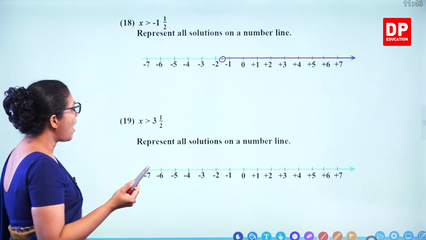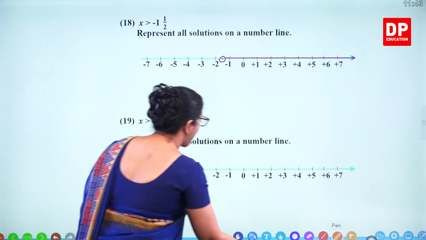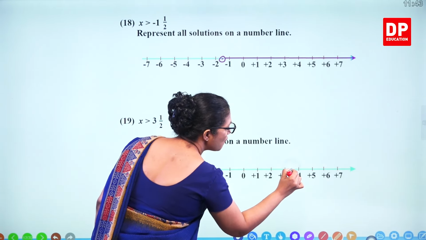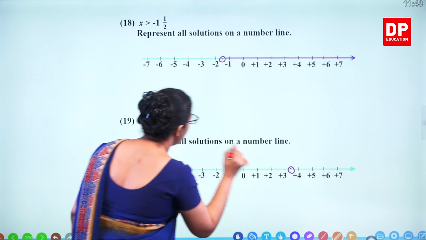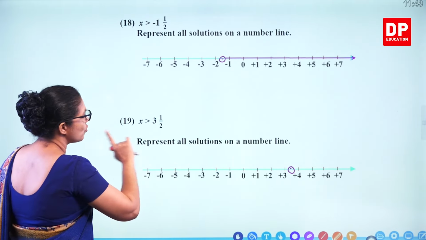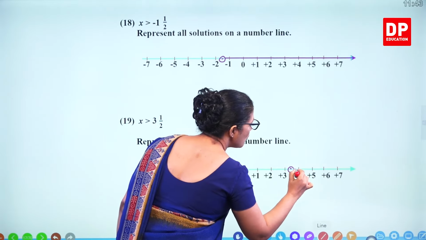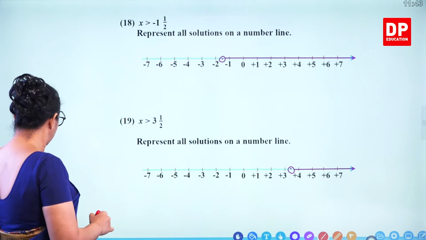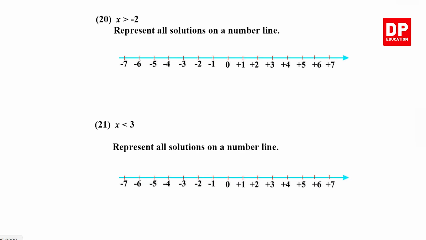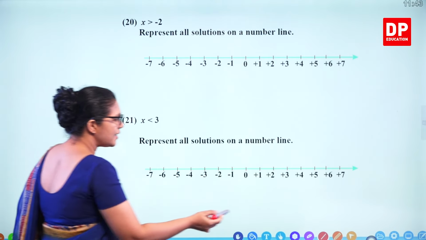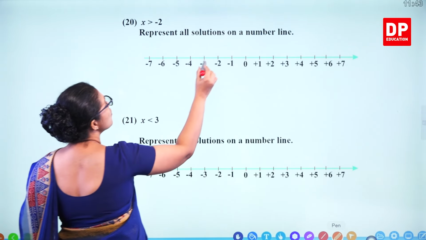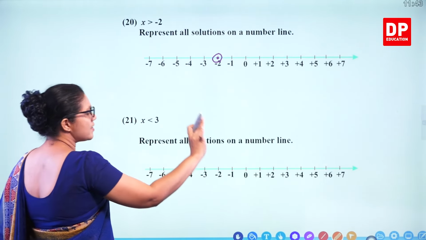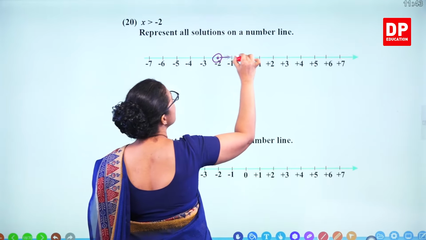x greater than 3.5. So what do you do? 3.5 is positive. So in between 3 and 4. So this is an open circle again because not equal. So this is towards the right hand side. So you draw the arrow to this side. x greater than minus 2. Represent all solutions. Minus 2 is not included. So open circle. Open circle and greater. Greater means towards the right hand side.